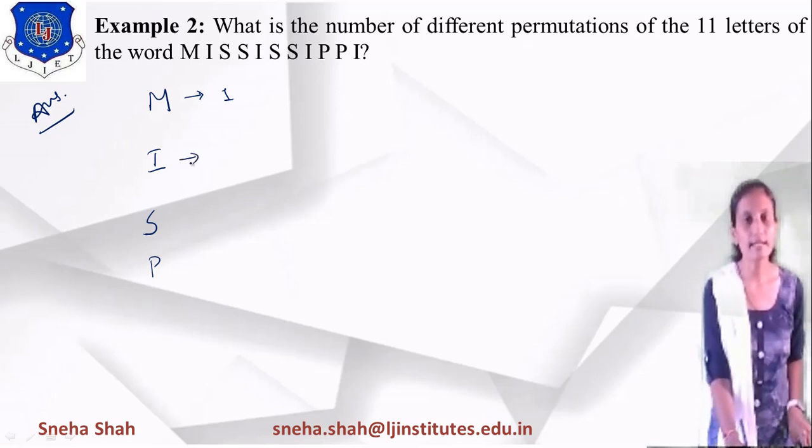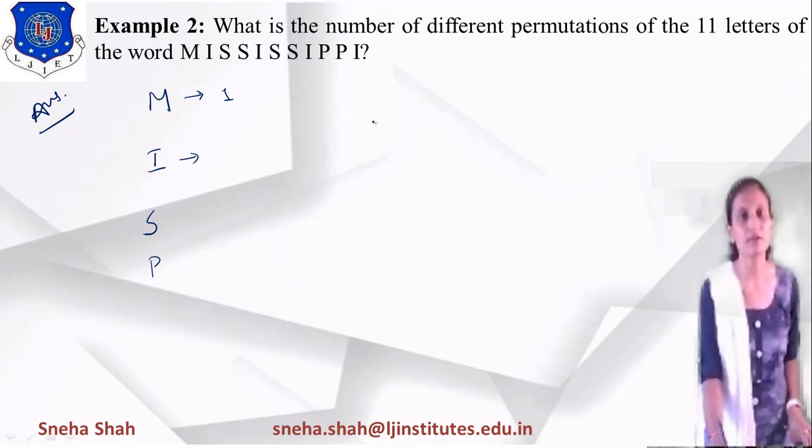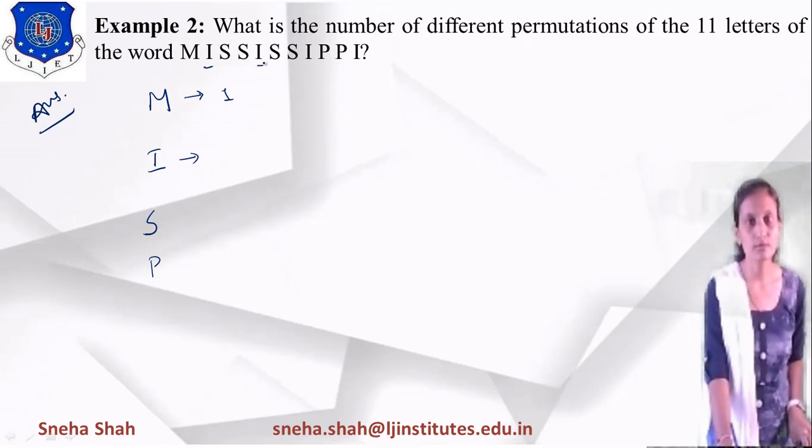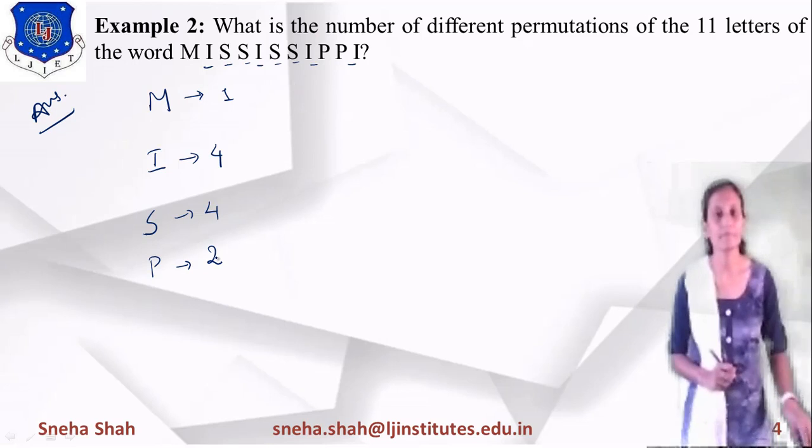Now if we calculate the letter I, how many times it is repeating: 1, 2, 3 and 4. So it repeats 4 times. Now if I am finding S, it is also repeating 4 times. So S will be 4 times. And what will be the letter P? P repeats 2 times.